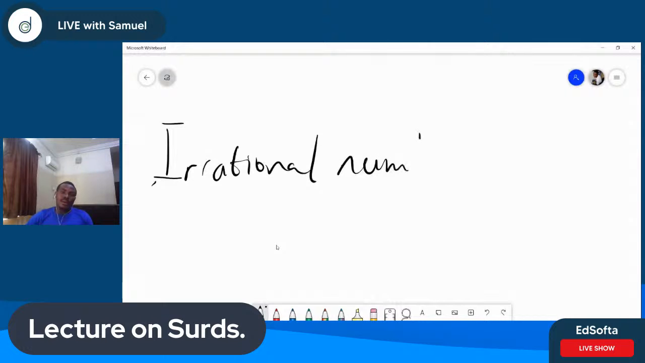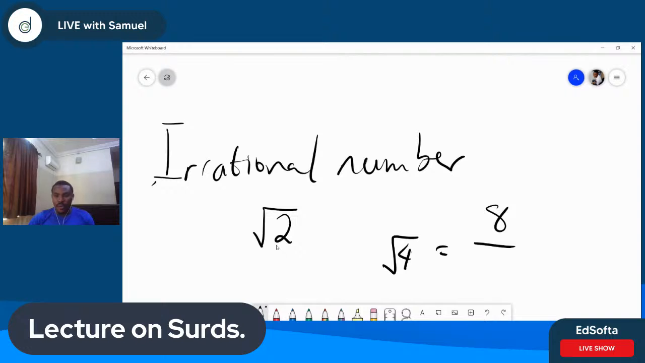Any number that has a square root and cannot be represented as a ratio is an irrational number. Take for instance root 2. Root 2 cannot be represented as a ratio of real numbers. So that is why root 2 is said to be an irrational number. Root 4, now, can be represented as 8 over 4.